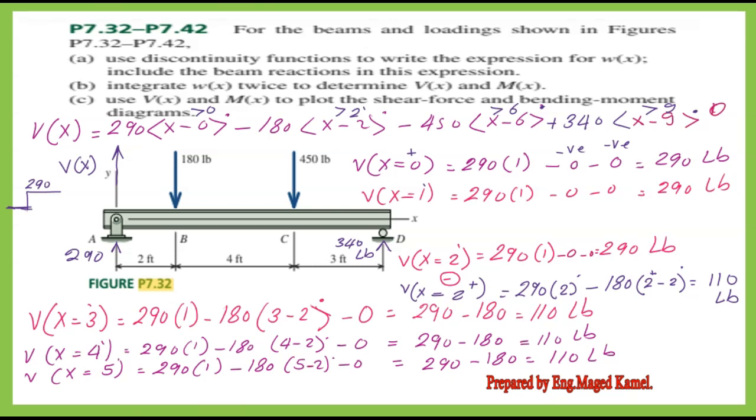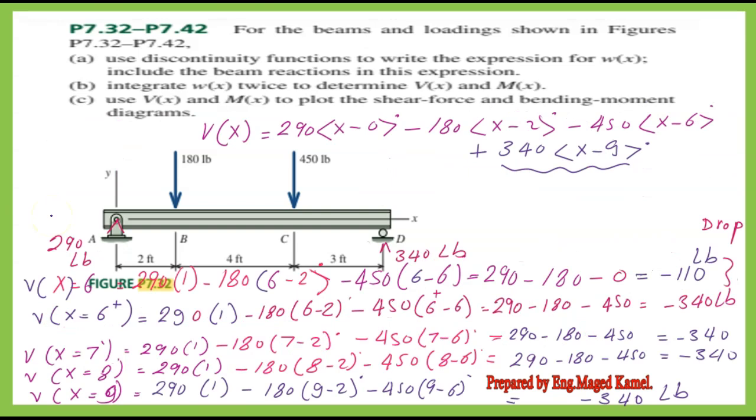We consider x equals 5 feet. So V of x at 5 equals 290 multiplied by (5 minus 0) raised to the power of 0, minus 180 multiplied by (5 minus 2) raised to the power of 0, minus 450 multiplied by (5 minus 6) raised to the power of 0. The last term is considered 0. So we have 290 minus 180 equals 110 pounds.